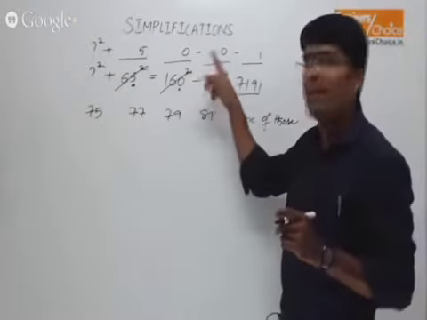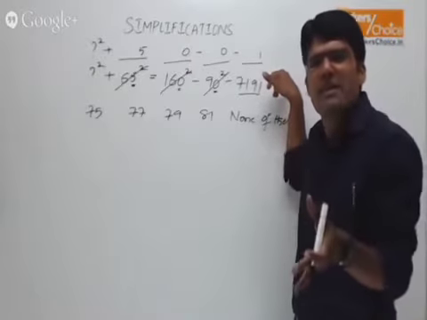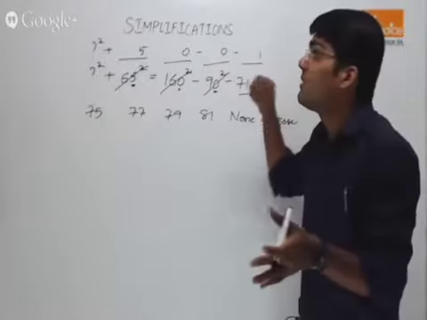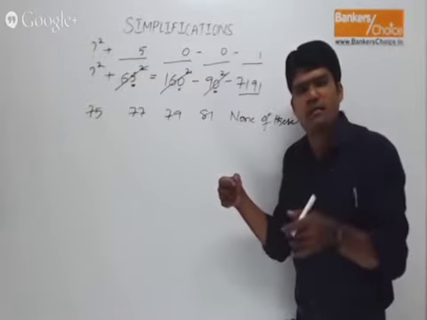I'll just repeat this. 0 minus 0 is 0. 0 minus 1, strictly speaking, is minus 1. But here you are looking at the digits, units place. 0 minus 1. What do we do? We borrow 1 from the next place.